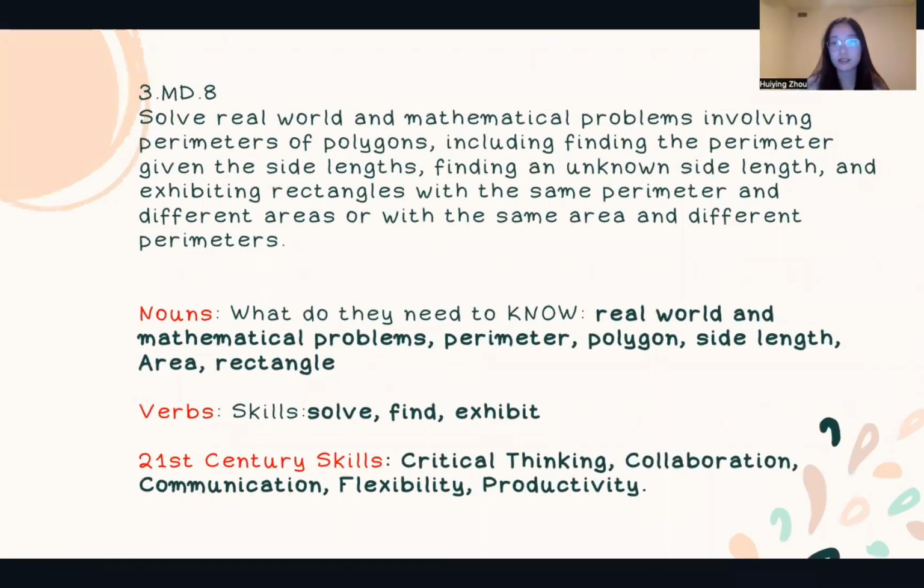So in this standard, the nouns are real-world and mathematical problems, perimeter, polygon, side length, area, and rectangle. The verbs are solve, find, and exhibit. And there are 21st century skills like critical thinking, collaboration, communication, flexibility, and productivity throughout this standard.